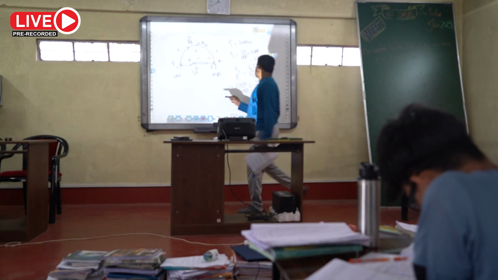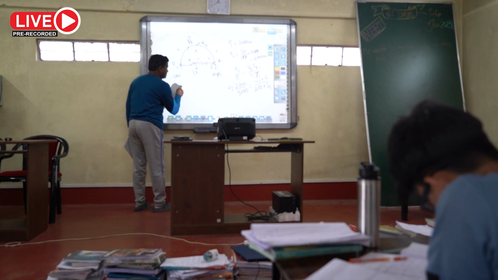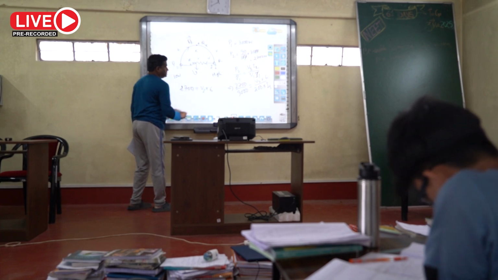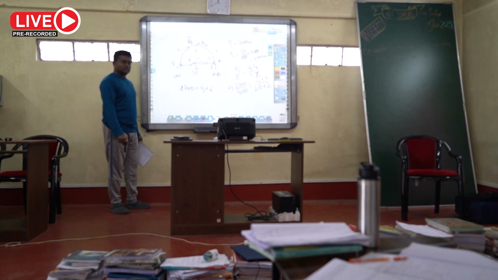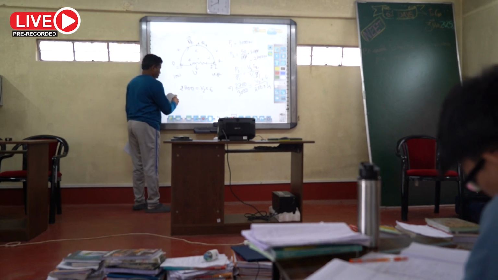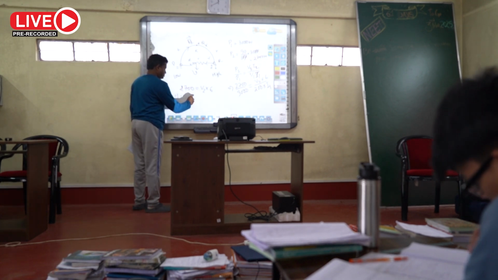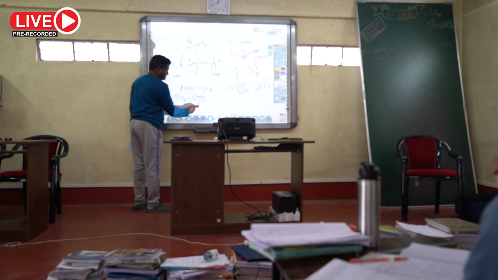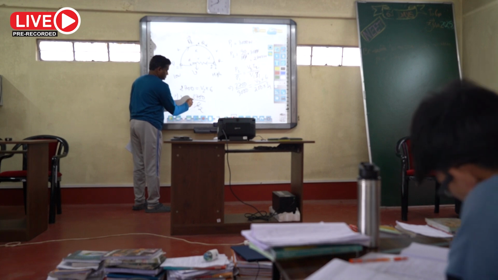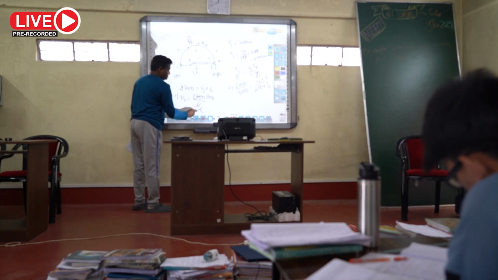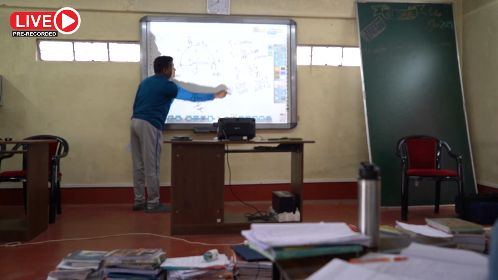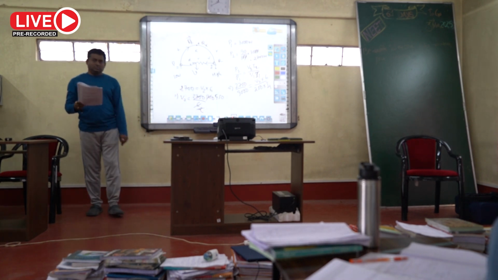So from this we can also write that P2, meaning 2700, equals V2 into 6. So from this we can calculate V2 first. V2 is 2700 by 6, that is 450, and then substitute this value there to find I1.